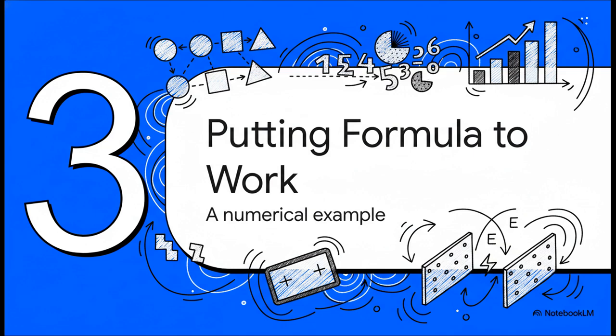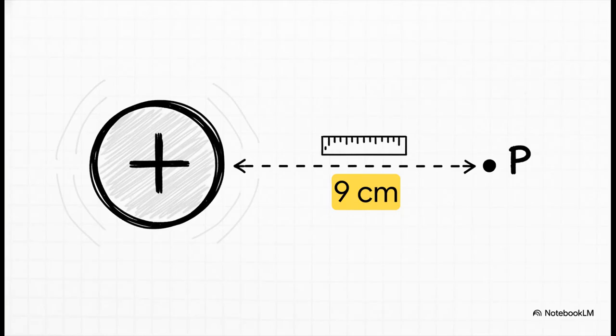Okay, theory is great and all, but let's make this real. Let's plug some actual numbers into the formula we just built and solve a problem. Here's the challenge. We've got a charge of 4 times 10 to the minus 7 coulombs, and we need to find the electric potential at a point that's exactly 9 centimeters away from it.